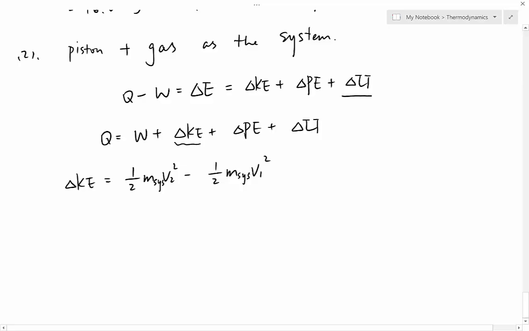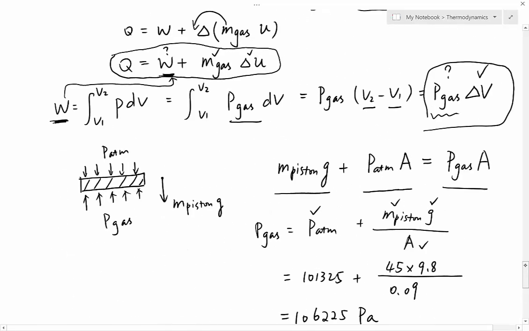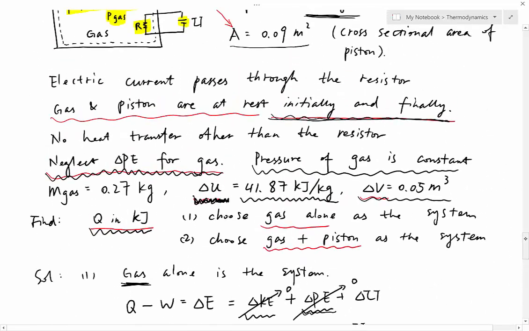In this case, my system is the piston plus the gas. So the mass of the system must be the mass of the piston and the mass of the gas. Okay? All right, let's recall what V1 and V2 are. If you go back to the question, what does it say about it? Here, gas and piston are at rest initially and finally. So for the gas and the piston, which is my system now, the initial velocity V1 and the final velocity are both zero because at rest, right?